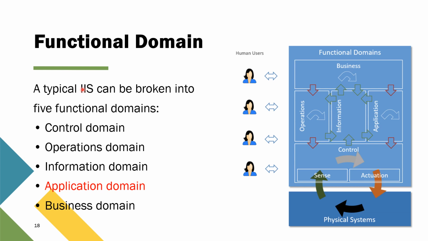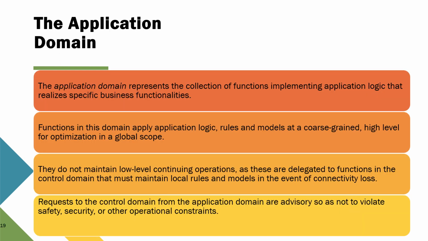So what is the application domain? The application domain represents the collection of functions implementing application logic that realize specific business functionality. Functions in this domain apply application logic, rules and models at coarse grain, high level for optimization in a global scope. They do not maintain low-level continuing operation as they are delegated to functions in the control domain that must maintain local rules and models in the event of connectivity loss.